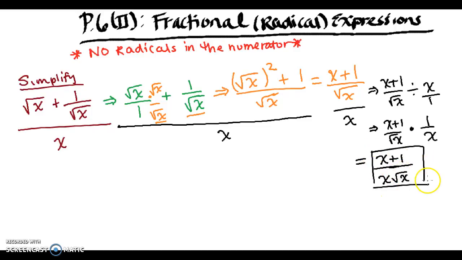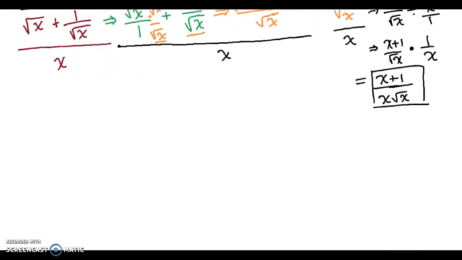This is simplified. Remember, going back, no radicals in the numerator. I don't have any radicals in my numerator here. Therefore, I am done. I can't cancel this out because these aren't factors. So this is my simplified answer.